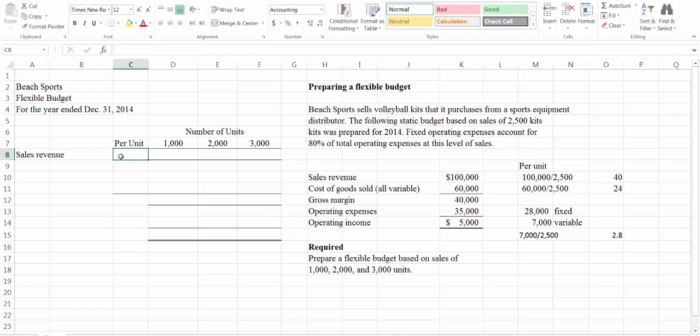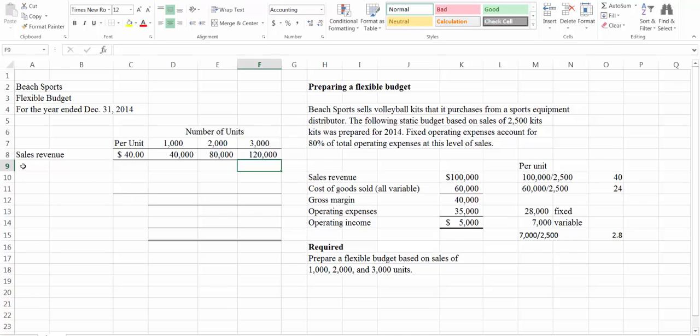Our sales revenue per unit is $40. And our sales are going to be the number of units we're selling times the selling price per unit. Okay, so this is going to be equal to 1,000 times $40. Okay, and this is going to be equal to 2,000 times the $40. And again, 3,000 times our selling price gives us our sales for 3,000 units.